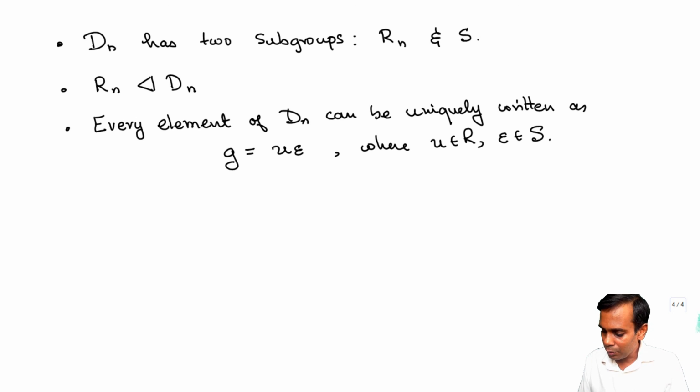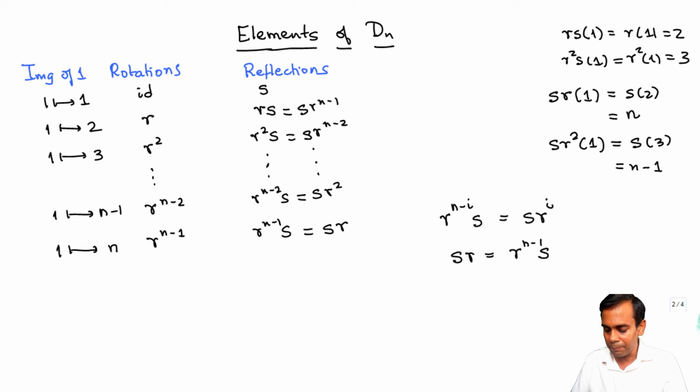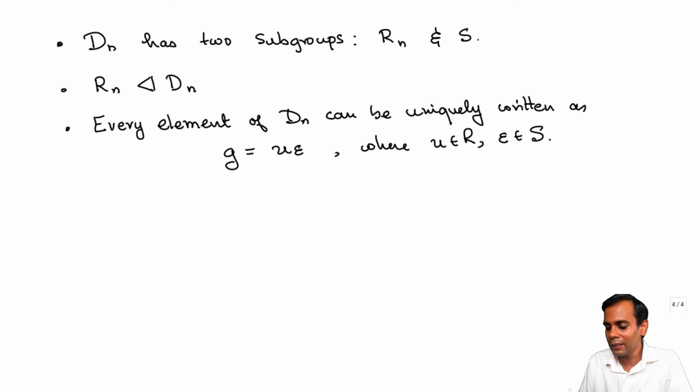Okay, this last property, well, it's illustrated here in this table, right? So these in the first column are the elements where epsilon is equal to 1, the rotations, and the reflections are the elements where epsilon is equal to S. But every element has a unique factorization into two factors, where the left factor is in Rn and the right factor is in S. And we can also write it the other way, as epsilon times u.